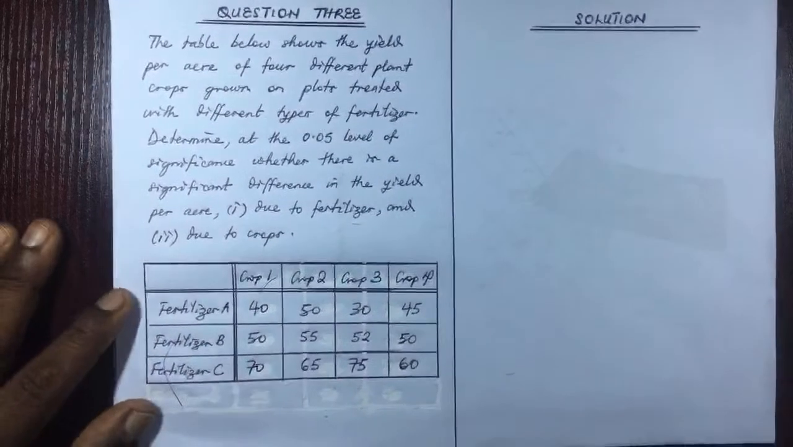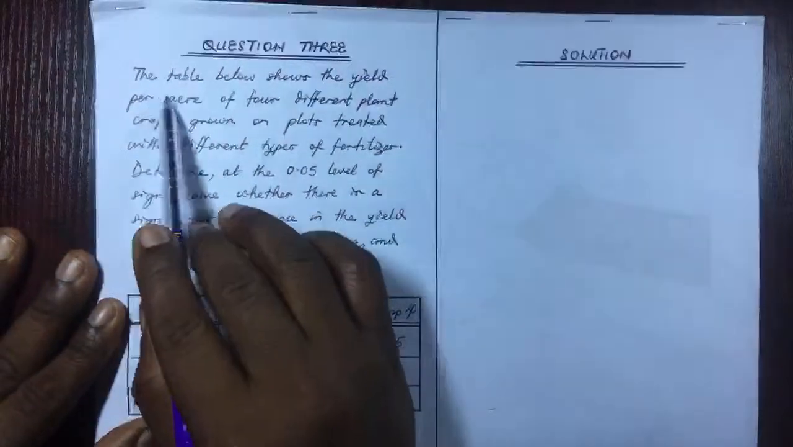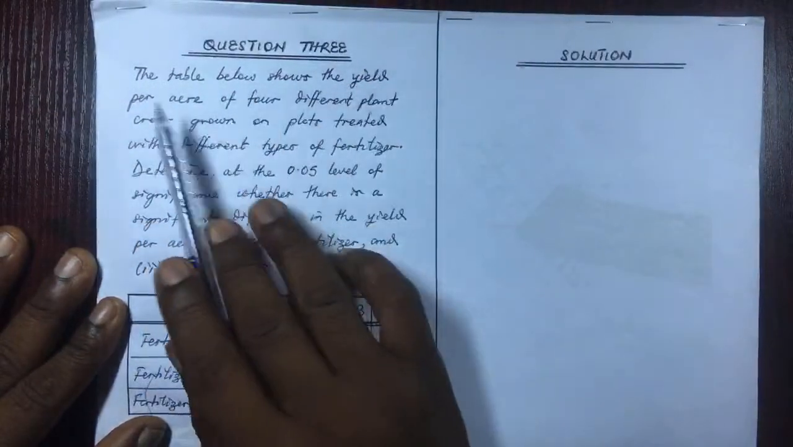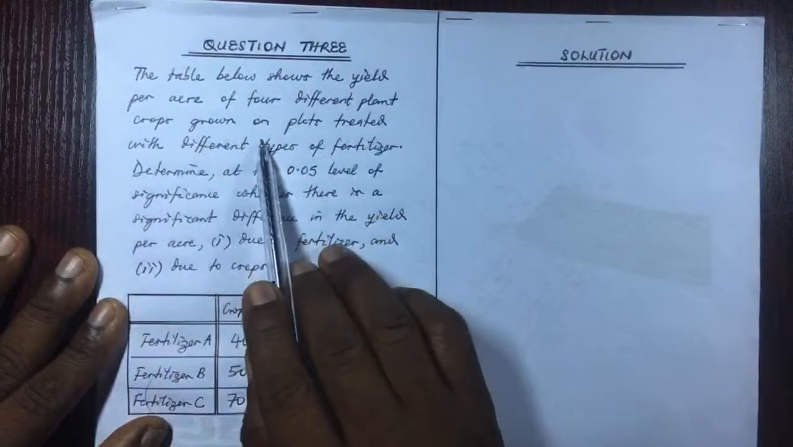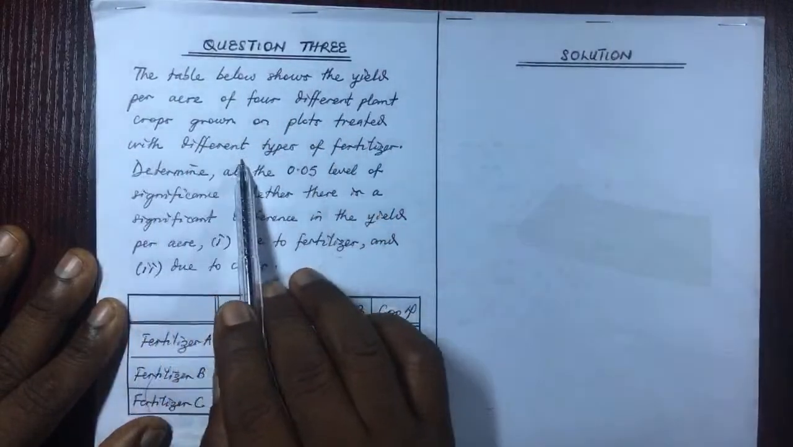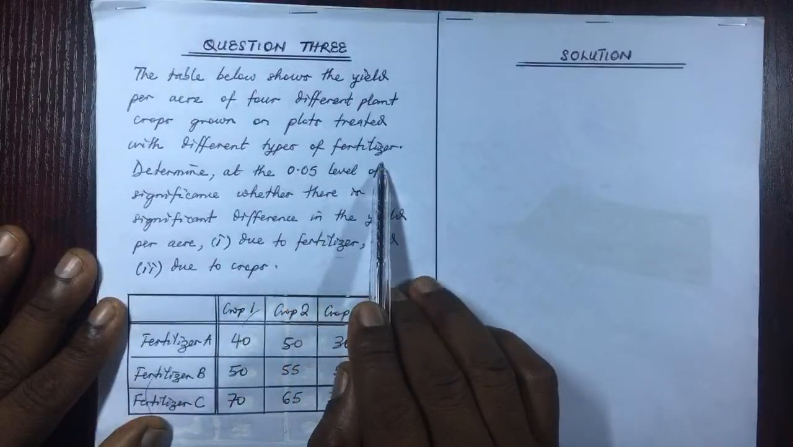So, looking at the problem, let's read. The table below shows the yield per acre of 4 different plant crops grown on plots treated with different types of fertilizer.